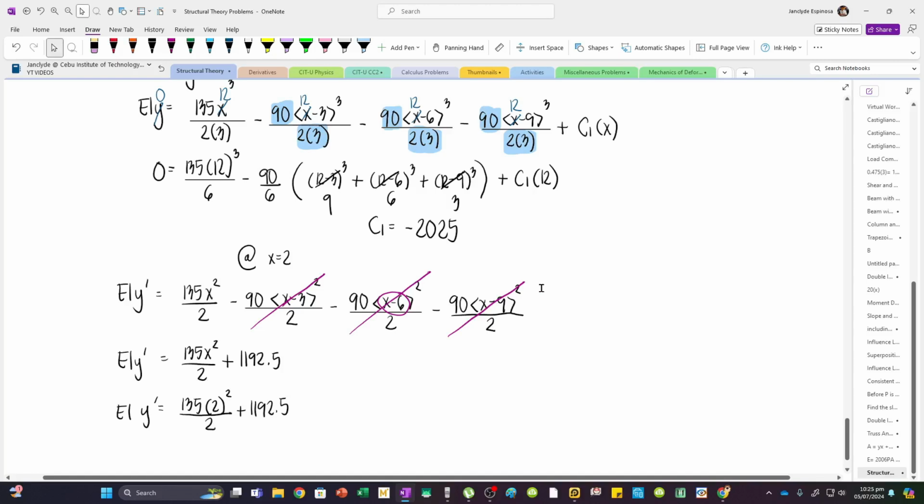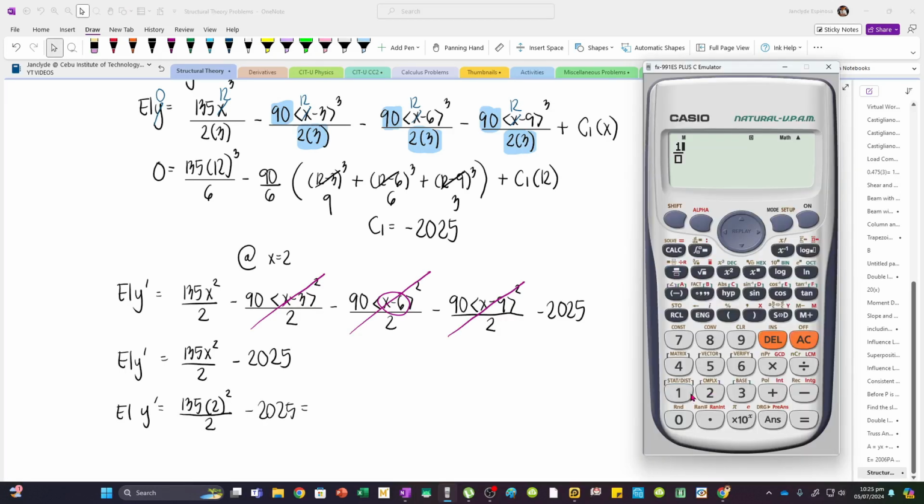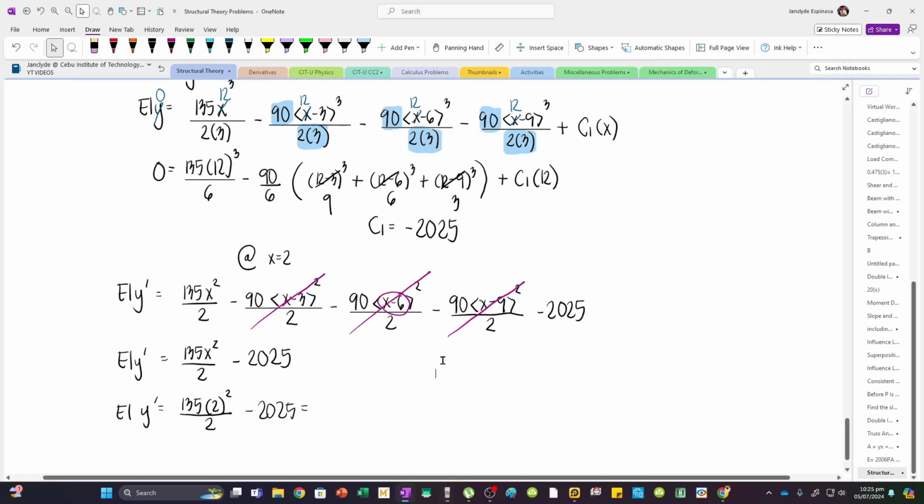So this is also minus 2025. And then, change natin. Minus 2025. This now gives us 135 times 2 squared over 2 minus 2025. We have minus 1755. And then this is kN·m² divided by EI when we want to solve y prime.